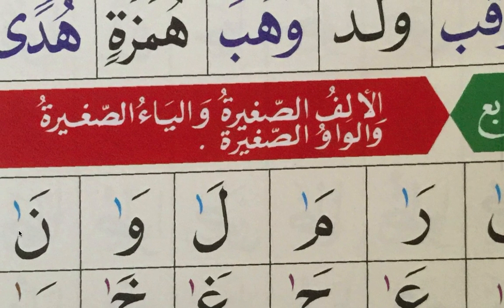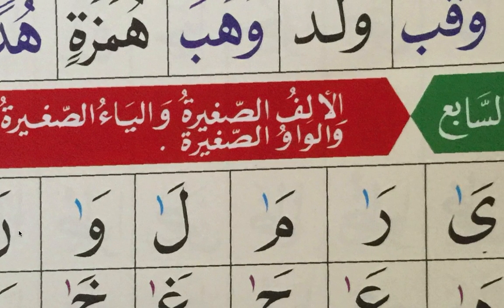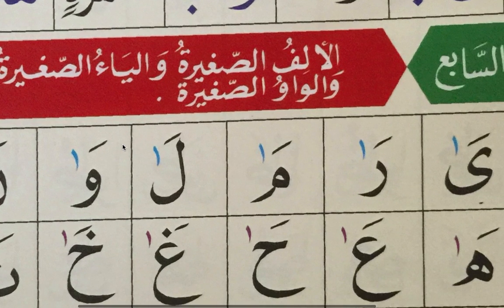This is a collection of letters that are called idgham letters. And don't worry if you don't know what that means. We'll worry about that later. But just like I want you to memorize the throat letters, I want you to memorize these letters as well. Ya, Ra, Mim, Lam, Waaw, Noon.